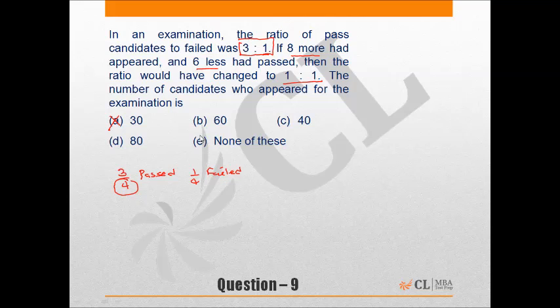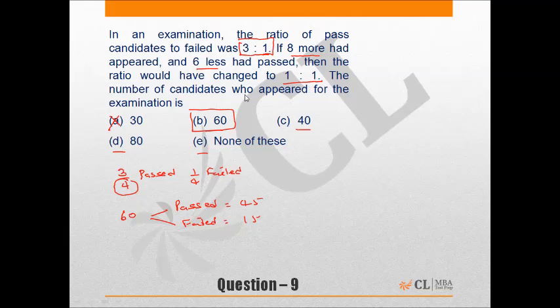Just check the remaining choices. You have 40, 60, 80. Yes, you have none of these also, but we'll worry about it later. Out of these 3 choices, you should start checking with the choice which is in the middle, which is 60. It will help you eliminate choices if this is not the correct answer. So if the total number of students is 60, then the number of candidates who have passed is equal to 45, 3/4 have passed, and the number of candidates who have failed will be 15.